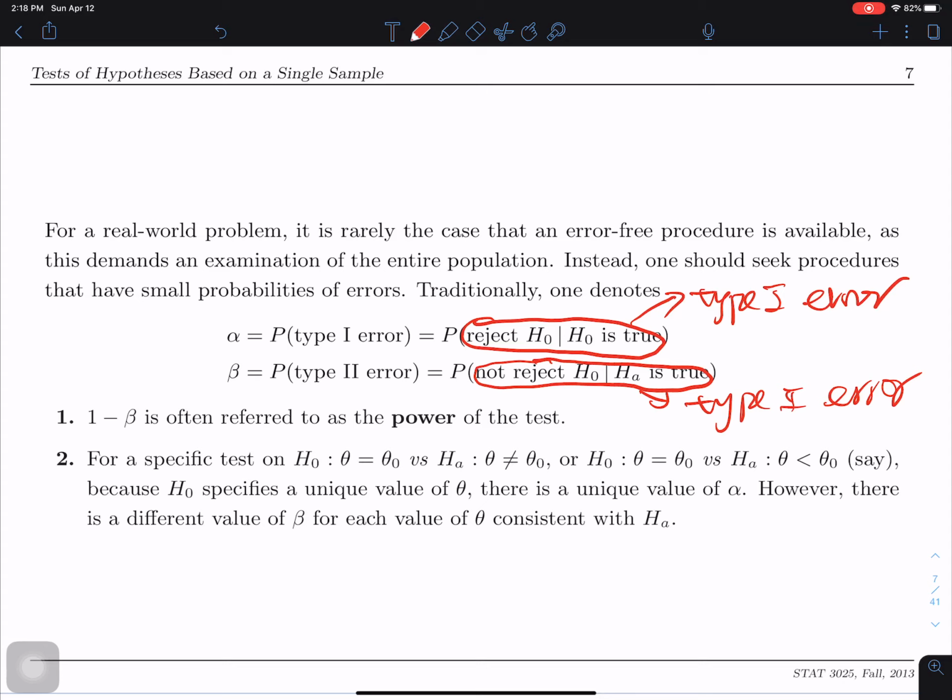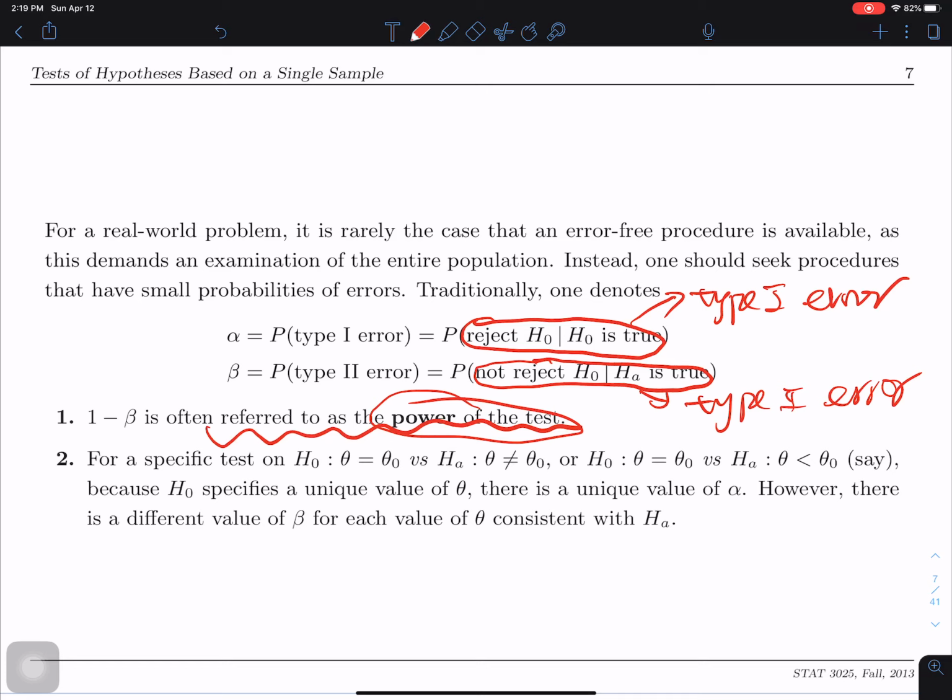So type 2 error is failing to reject H0 when actually your HA is true. In the most ideal situation, we would want alpha to be small and beta to be small. Similarly, if we want beta to be small, then we would like 1 minus beta to be big, and 1 minus beta is often referred to as the power of the test. So this is a very important concept. That is to say, when your type 2 error is very small, then it means that the test is very powerful.